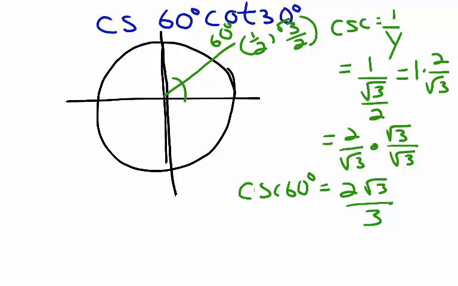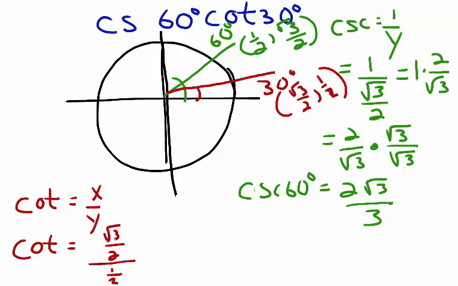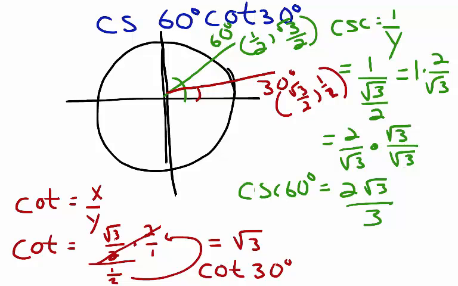Now let's look at cotangent of 30 degrees. Cotangent is defined as x over y. Our coordinate points for a 30-degree angle are square root 3 over 2 and 1/2. So in our case, for a 30-degree angle, cotangent is equal to square root 3 over 2 divided by 1/2. If we multiply by the reciprocal, square root 3 over 2 times 2 over 1, we can cross cancel the 2, and we're left with square root of 3. So cotangent of 30 degrees is equal to the square root of 3.